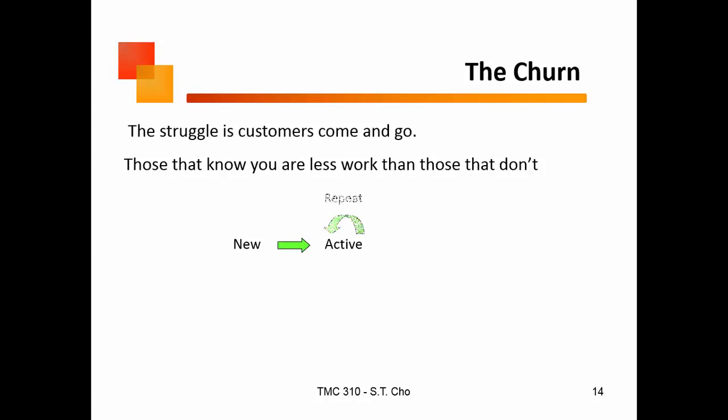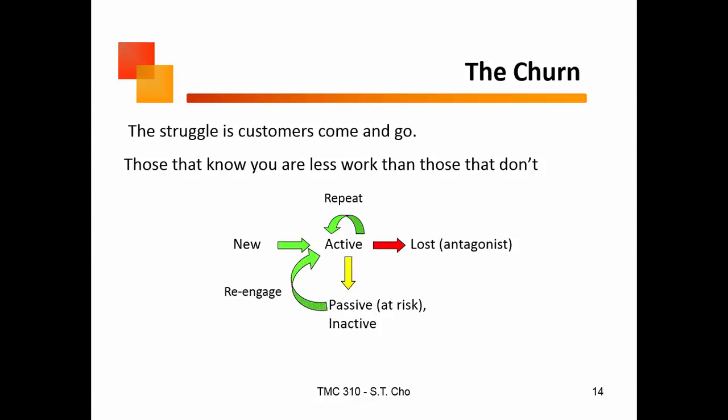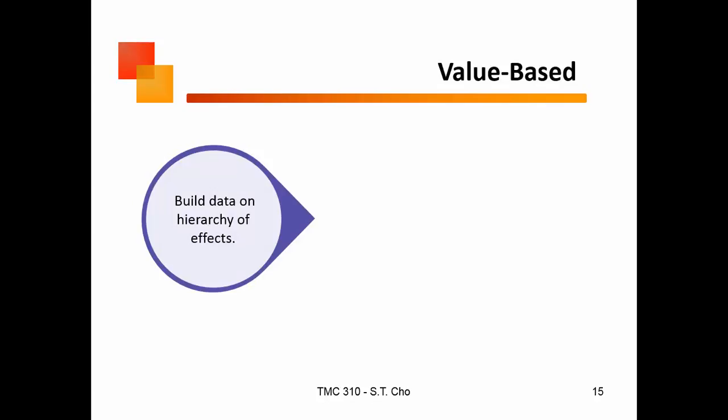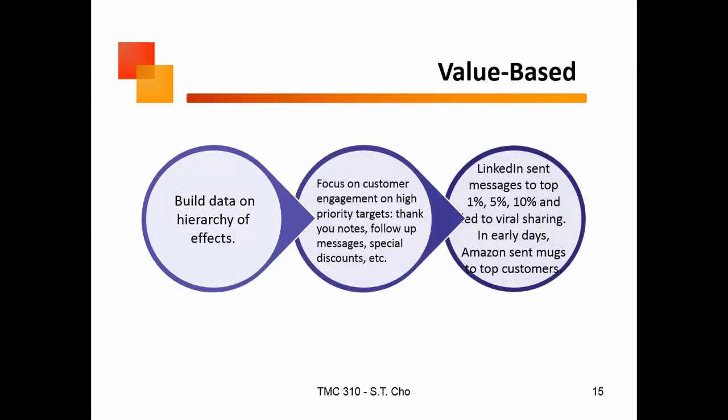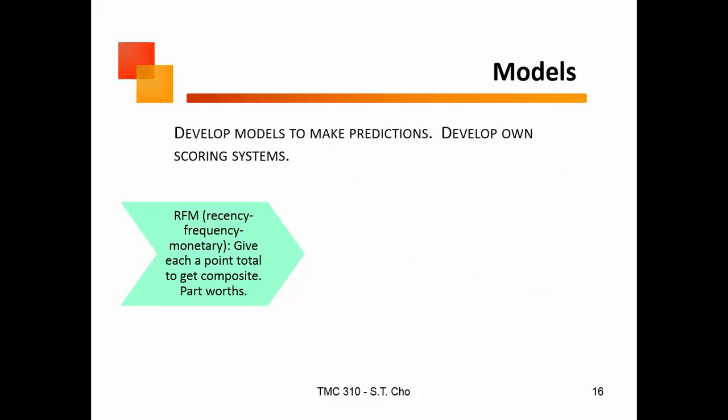Now, when I get new customers and they become active, are they going to repeat? I might lose them. Or they just might become passive. And so I have to find a way to re-engage them. This is the nature of the churn. A new customer takes 7 to 10 touches, which means contact points, right? Touch points. A known customer only takes 3 to 5 touches. And so my data is about hierarchy of effects. And so the question is what are my high priority targets? Who's going to respond so I can make money?